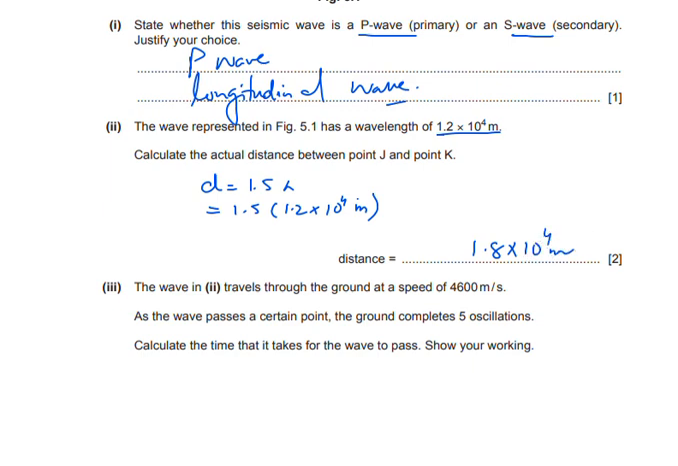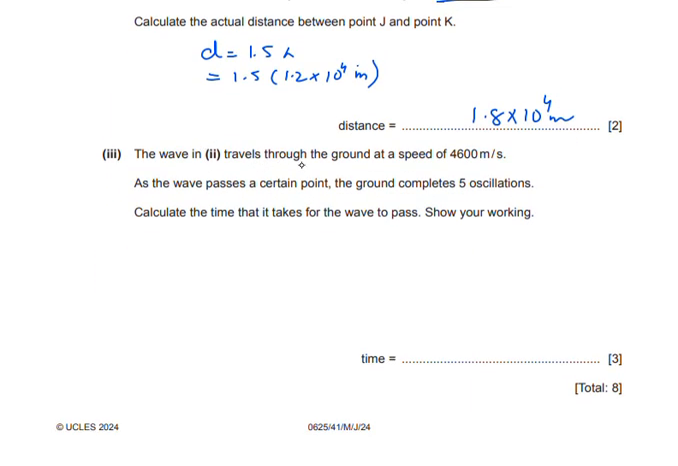The wave in 1 and 2 travels through the ground at the given speed. As the wave passes a certain point, the ground completes 5 oscillations. Calculate the time that it takes for the wave to pass and show your working. That's a very important question.